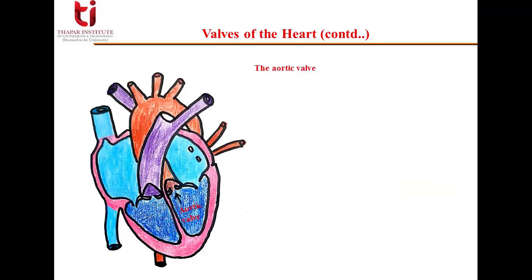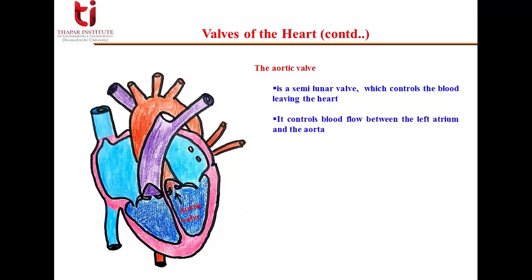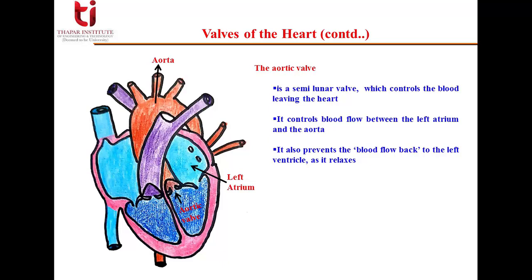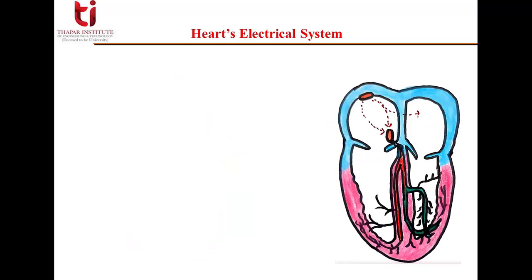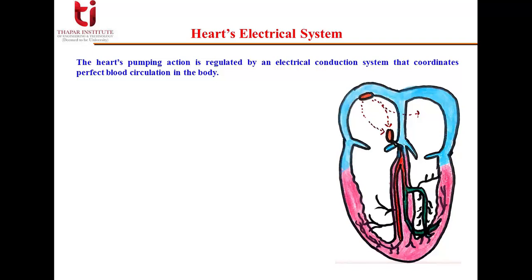Next is the aortic valve. It is also a semilunar valve which controls the blood leaving the heart. It controls the blood flow between the left ventricle and the aorta. It also prevents the blood flowing back to the left ventricle as it relaxes. Next, we will discuss the heart's electrical system. The heart's pumping action is regulated by an electrical conduction system that coordinates perfect blood circulation in the body.